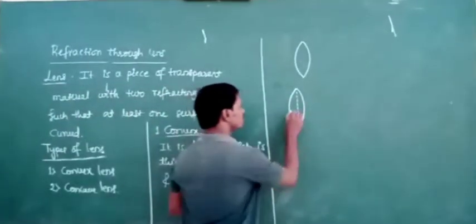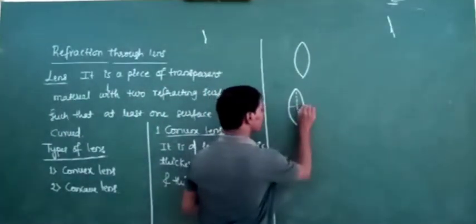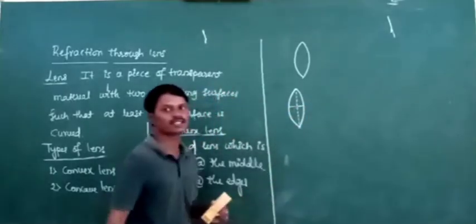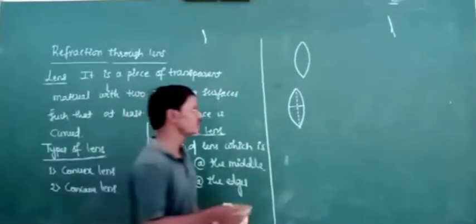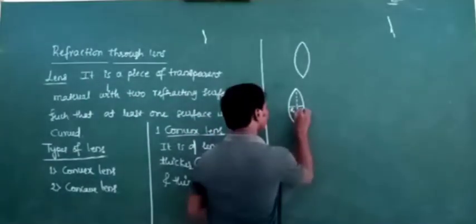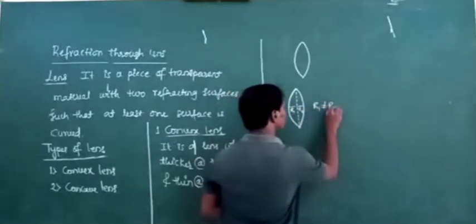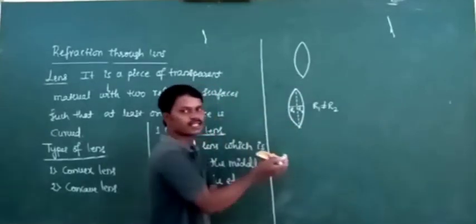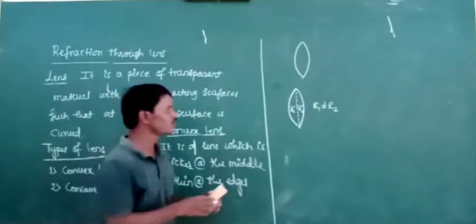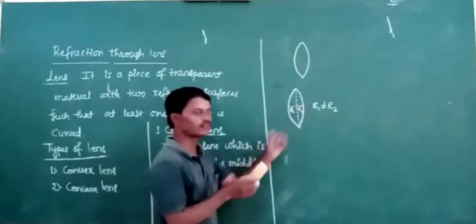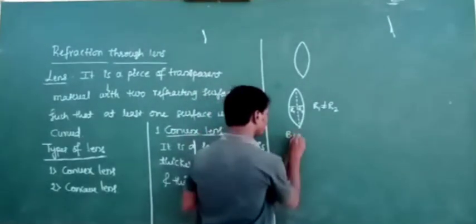But here the two curved surfaces have different radii of curvature. They are not equal. I will take this as R1 and this as R2. Here R1 is not equal to R2. Both curved surfaces have different radii of curvature. This type of convex lens is called biconvex lens.